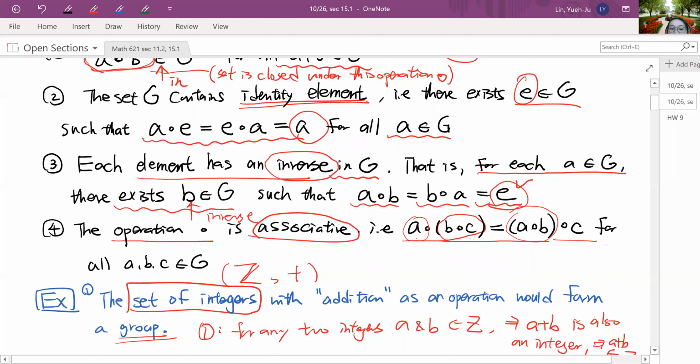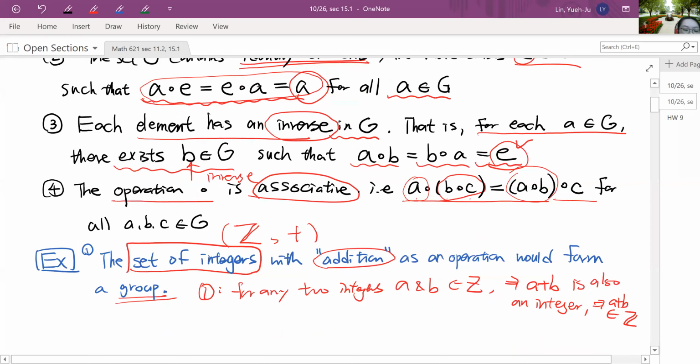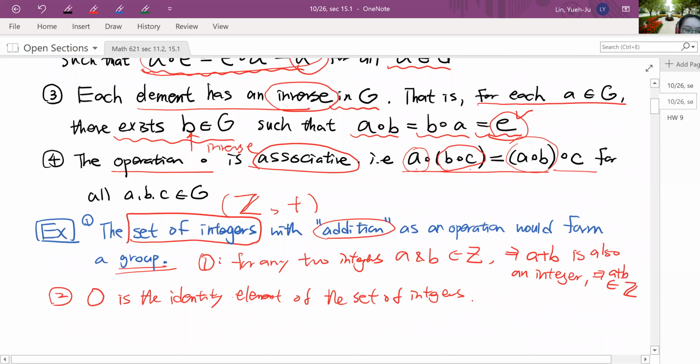In this case, because my operation is addition, if you want the second criterion to hold with addition, then you can imagine that the identity element has to be 0. So essentially, 0 is the identity element of the set of integers, right? And we need to check that, right?